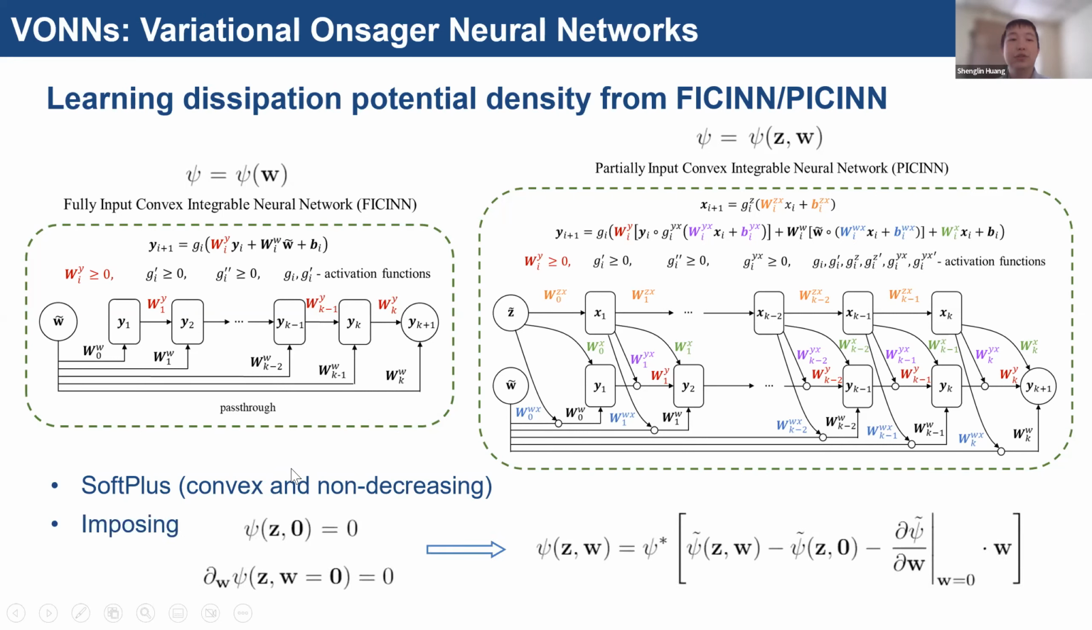Also, as I mentioned before, the second law has three constraints. The first one is convexity, which is imposed in the neural net. For the other two, we can also use this trick. Here, psi tilde is the direct output of the neural network architecture. By doing this mathematical trick, finally, this psi is the dissipation potential we want to learn that strongly satisfies the second law of thermodynamics.